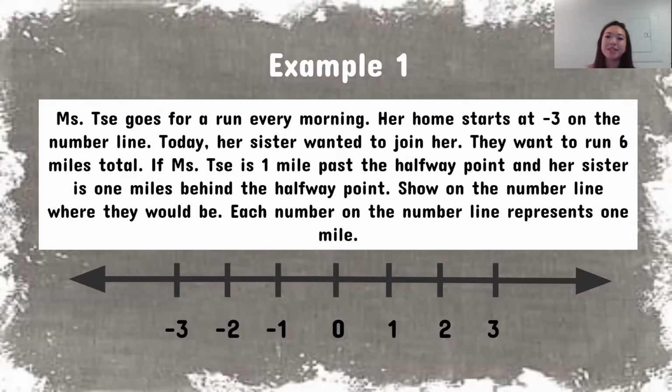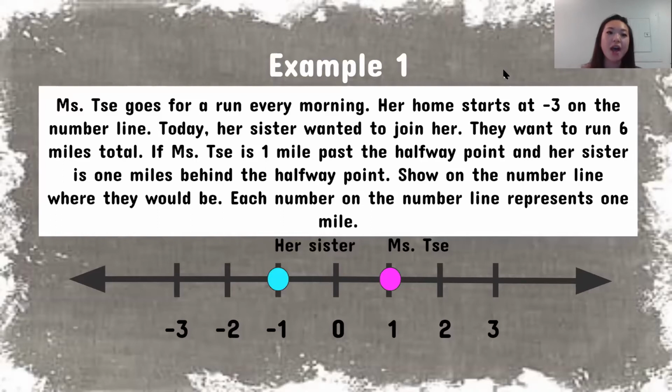All right, I hope that was enough time for you guys. So moving on to the answer, we have Miss C and her sister on our number line shown below. I have them in 2 different colors. I like to use different colors just because it helps me remember, and I like to write the person's name on top of it or next to it to make sure that I know which one I'm representing.